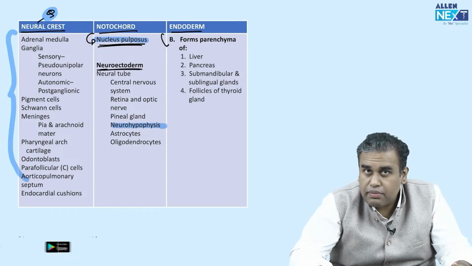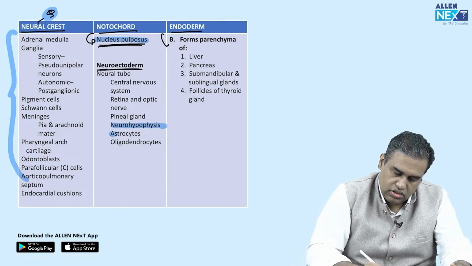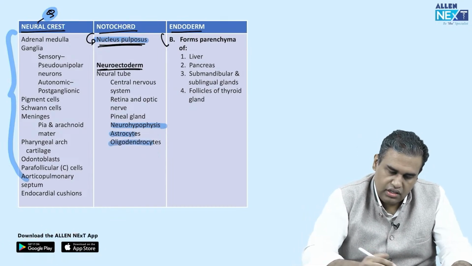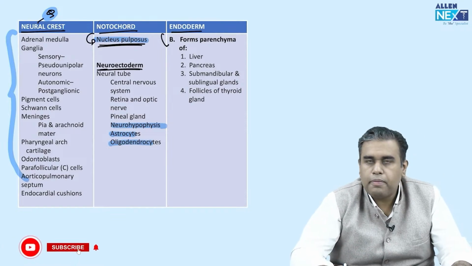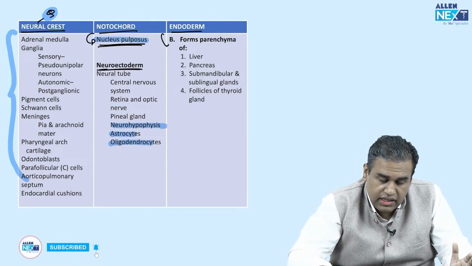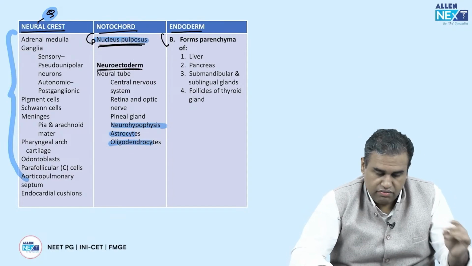न्यूरो हाइपोफाइसिस व्हाट, पोस्टीरियर पिट्यूटरी. ठीक है, बाकी एस्ट्रोसाइट्स, ओलिगोडेंड्रोसाइट्स पढ़ सकते हैं. एंडोडर्म इज एंडोडर्म, सारे ऑर्गन्स यहाँ पे. एक यहाँ पे याद रखिएगा, द क्वेश्चन कैन कम फ्रॉम हियर. ठीक है, फटाफट आगे बढ़ते हैं.